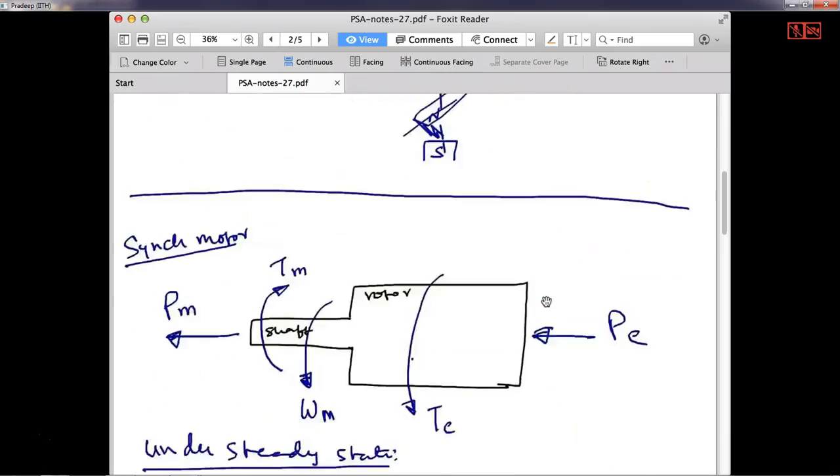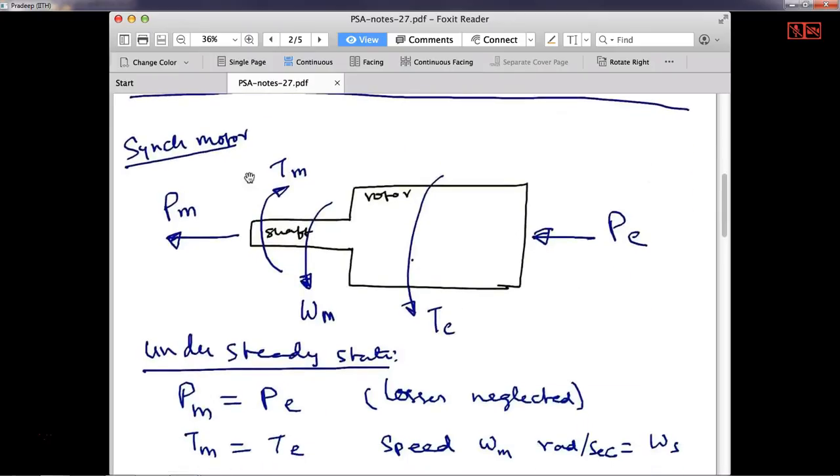Okay, let's continue. This is to summarize. The synchronous motor is like this. This is the shaft and this is the rotor. Electrical power is entering into the motor from the right side and the mechanical power is leaving from the left side. In between, the electrical power is generating electrical torque Te and the mechanical torque is Tm, and then the speed of rotation is in this direction.